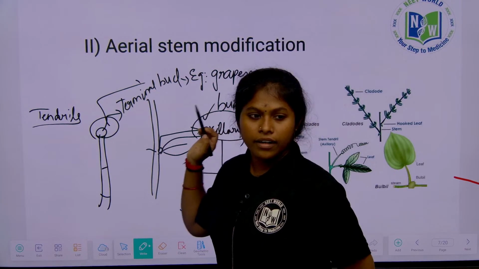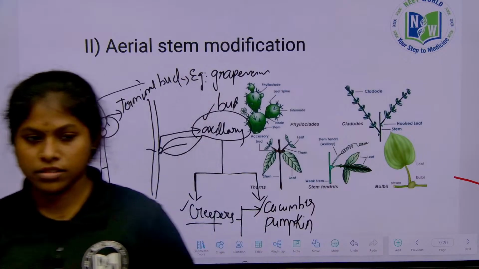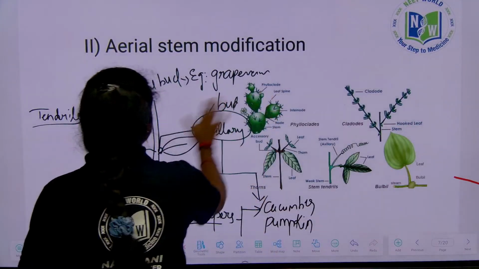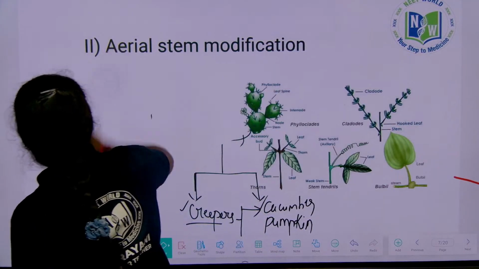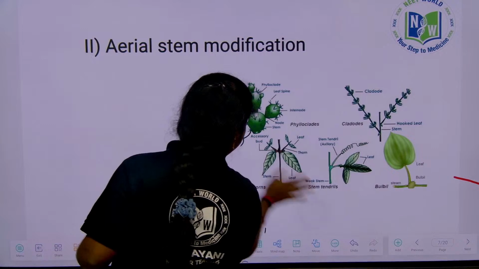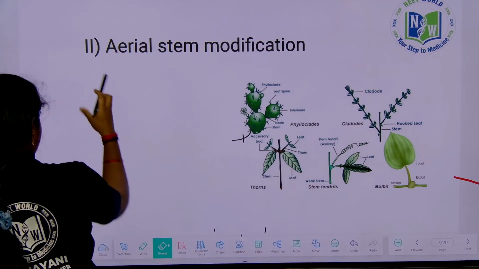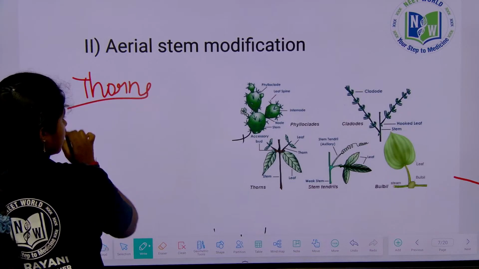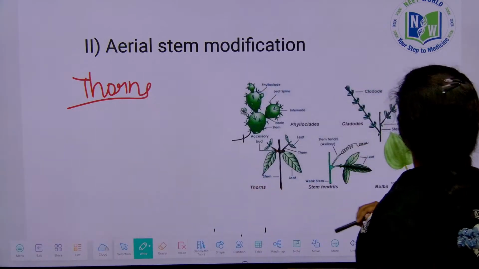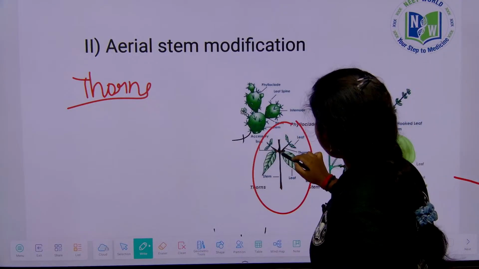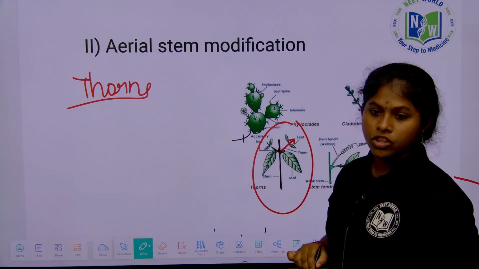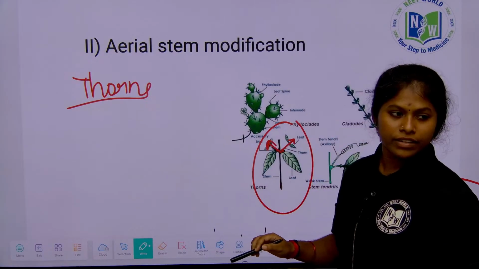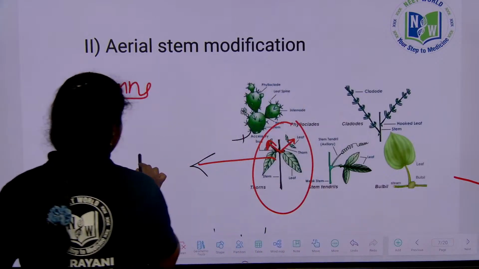Got it? And come to the next one, thorns. The thorns' examples are citrus and bougainvillea. Mainly for protection. See, where is it? Here the axillary bud arises as a thorn. So the examples are citrus and bougainvillea. Write the running notes as well.